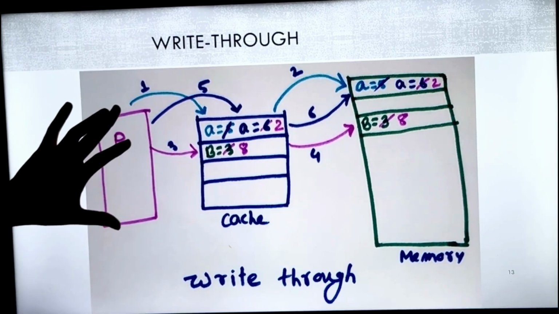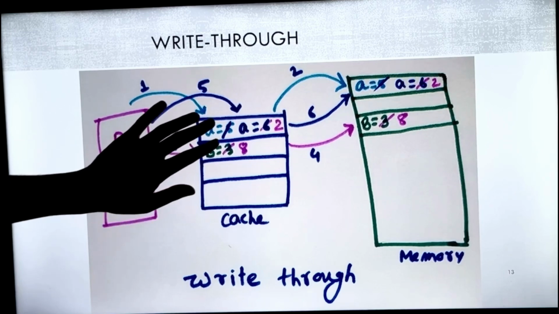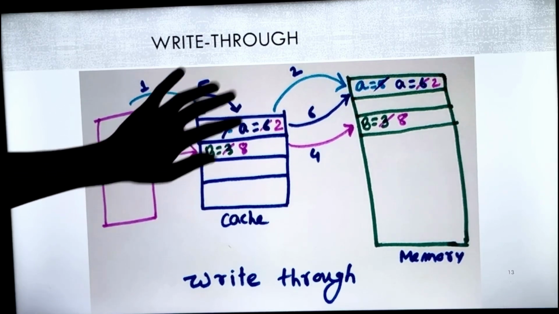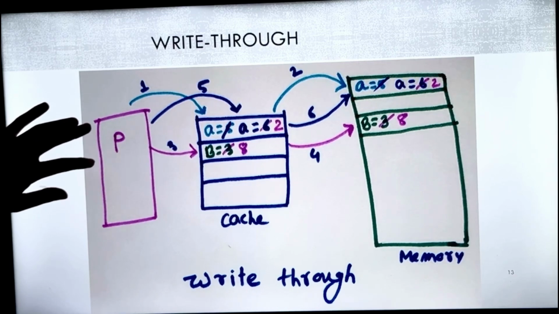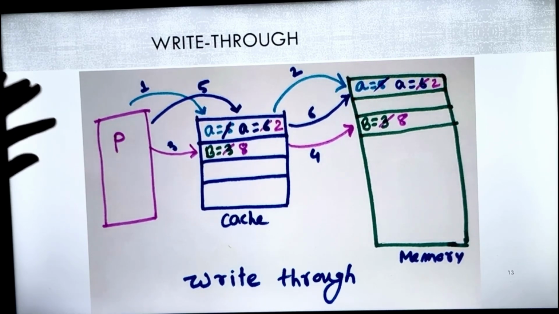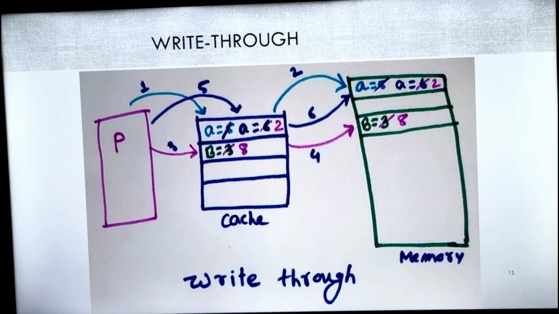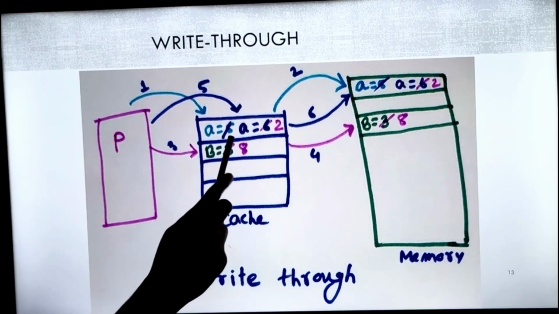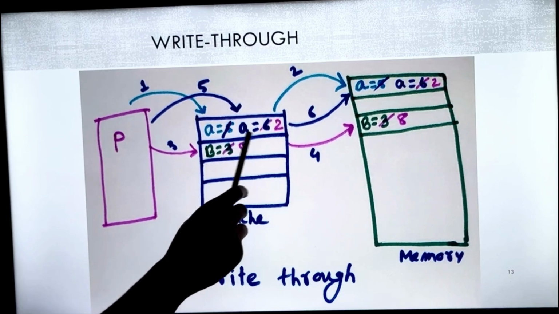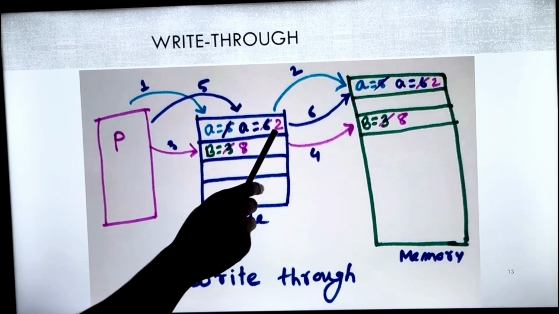So the processor needs to wait some time because the write operation is done twice now. You are doing it once here, and only then can your processor execute the next instruction. That is the first disadvantage. The second disadvantage is, see, here I made some changes, a equals 5. After some time, again I made some changes, a equals 6, again a equals 2, maybe again I am changing it to 5.